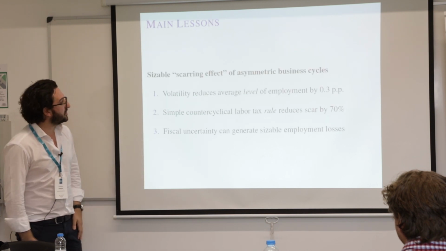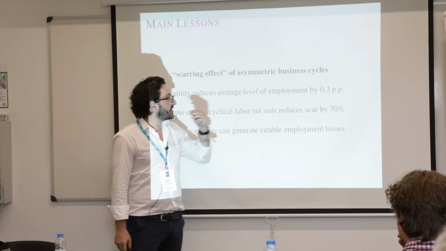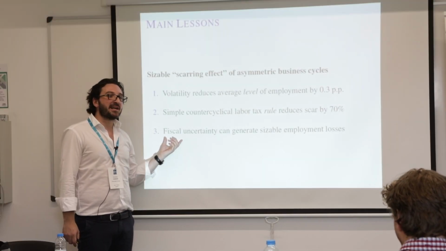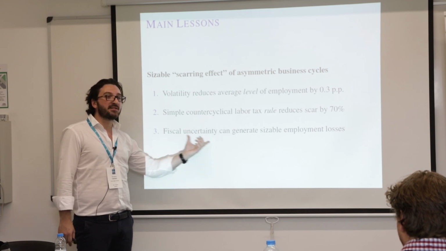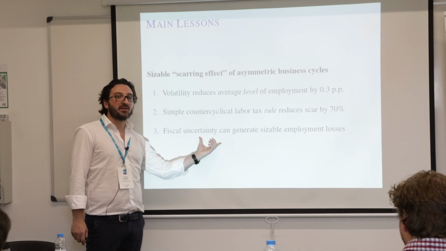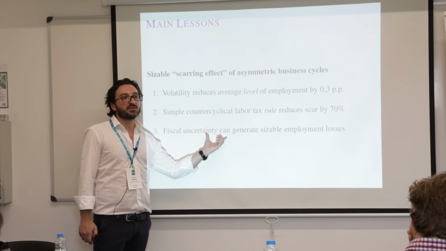Now, to conclude, what we showed today is that volatility reduces the average level of the employment to population ratio, and the simple pro-cyclical labor tax rule reduces the scar by 70%. Another prediction is that if you have a lot of uncertainty in tax policy, suppose a government keeps on changing tax rates related to the business cycle, that uncertainty about tax policy adds to the overall volatility induced by the business cycle, and that per se reduces the average level of the employment to population ratio.